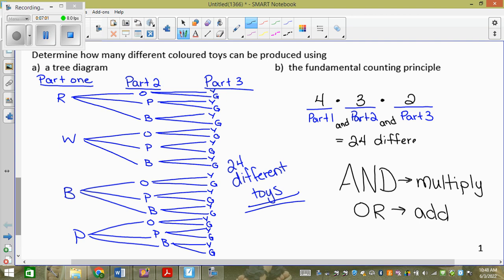So the fundamental counting principle is way faster than the tree diagram, right? Okay, then we're going to flip over.